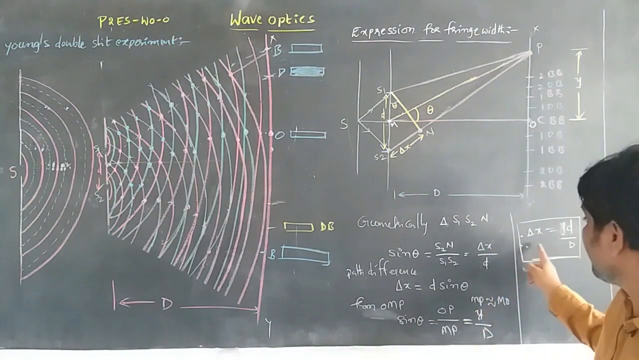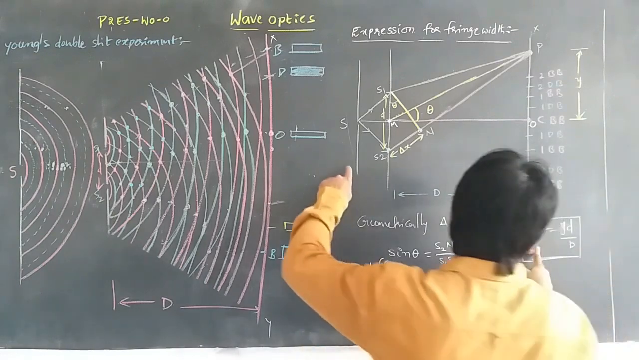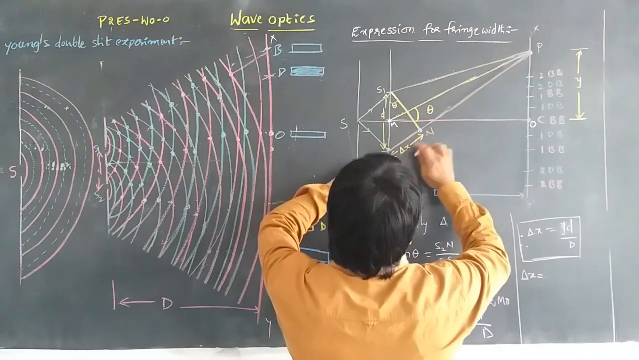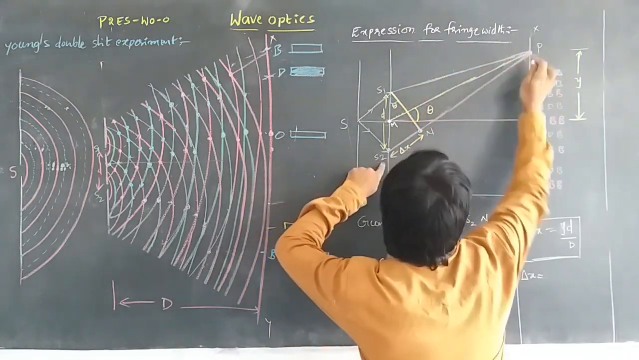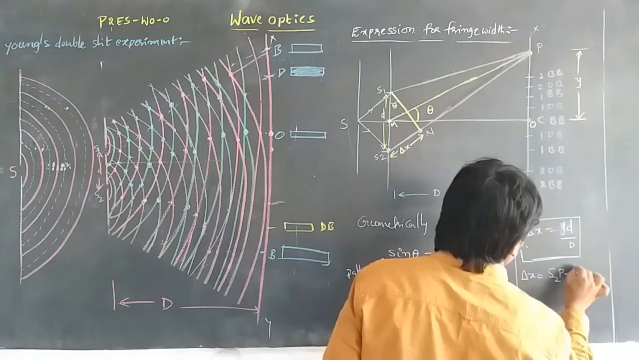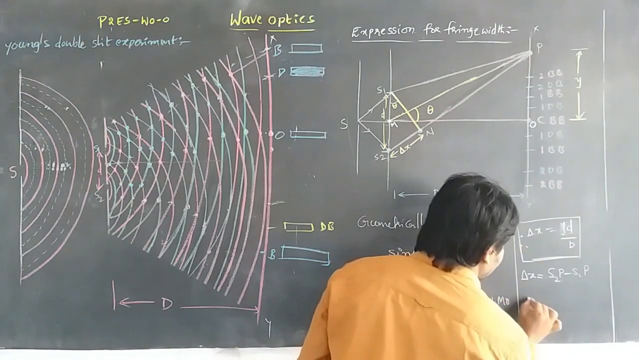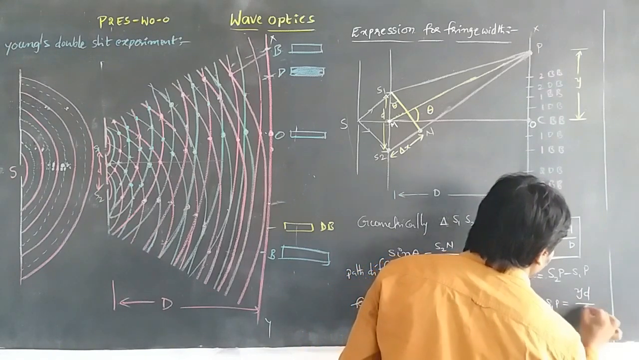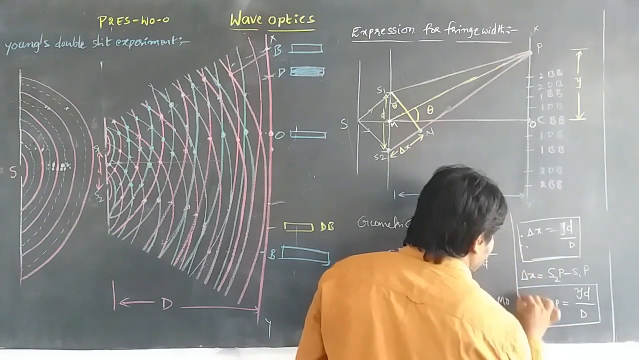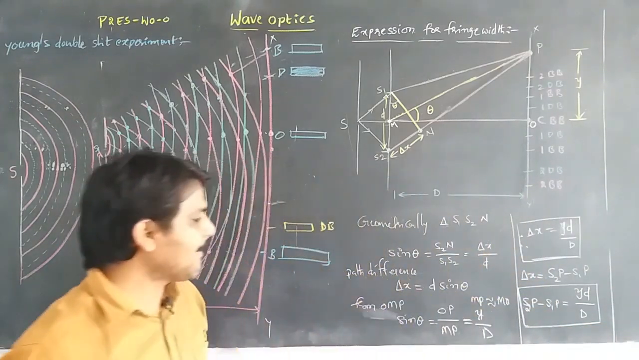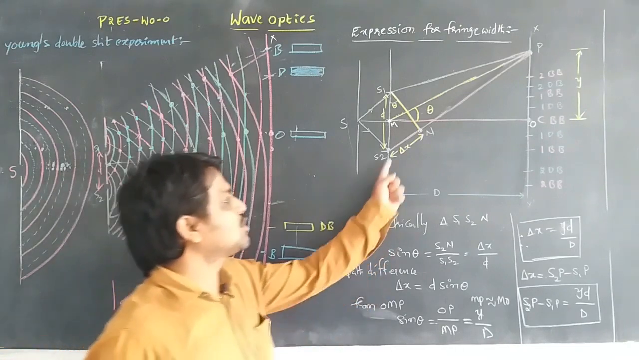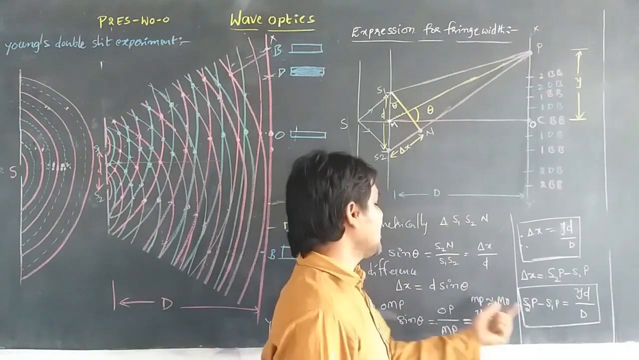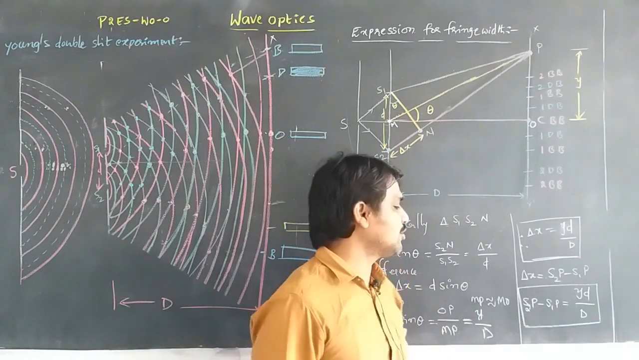In this case also, we already know that delta x is equal to S2P minus S1P. So we can write that S2P minus S1P is equal to y small d by capital D. This is the path difference between the two waves moving from the slits S2 and S1. S2P minus S1P is equal to yd by D.